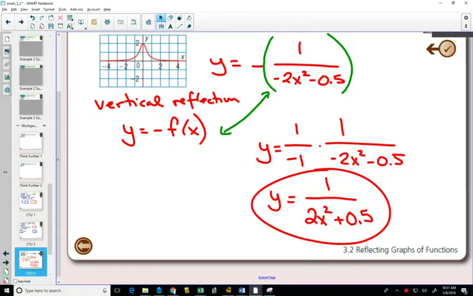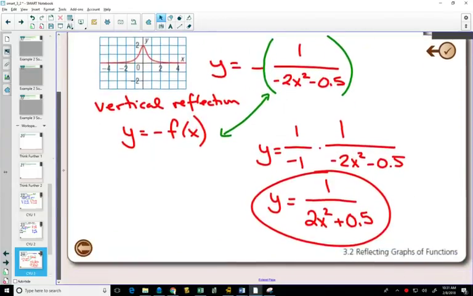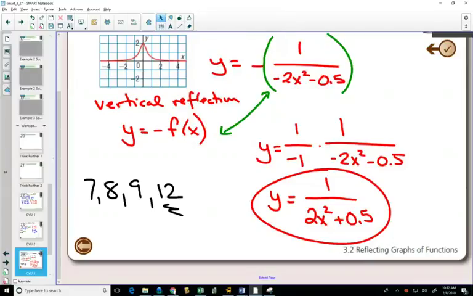Oh yeah, did we ask for anything else here? What is the equation of the image graph? We've done that. That was the only question. What we're going to do for questions here are 7, 8, 9, and 12. And I want you to start with 12, because 12 involves a little bit more thinking. So I want you to start with that one.